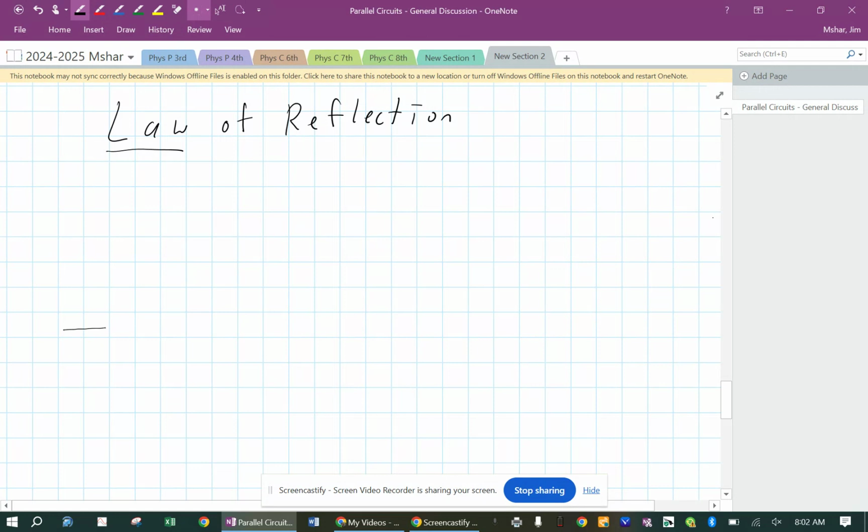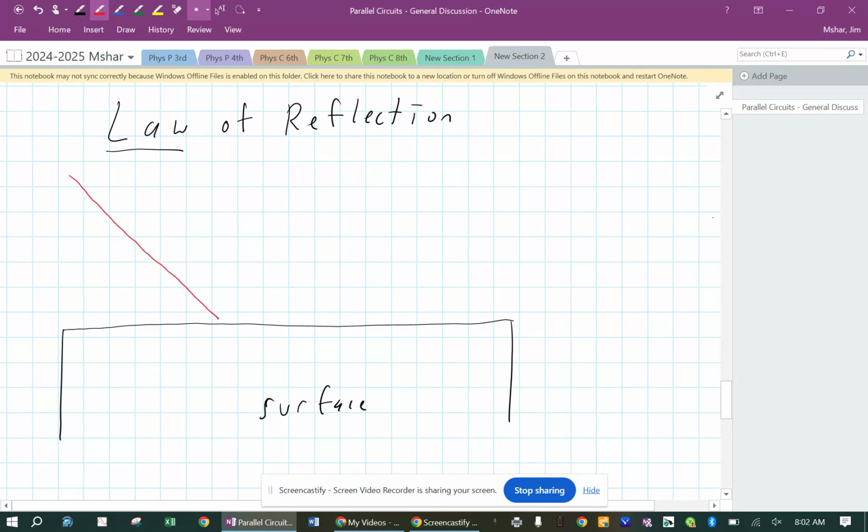Let's say you have any surface at all. Okay. So this is a surface of some kind. Okay. I'll write surface here. So it might be a piece of paper, it might be a mirror, it might be water, it might be cement, okay? Let's say that light from any source, a lamp, sunlight, whatever, strikes the surface, okay?